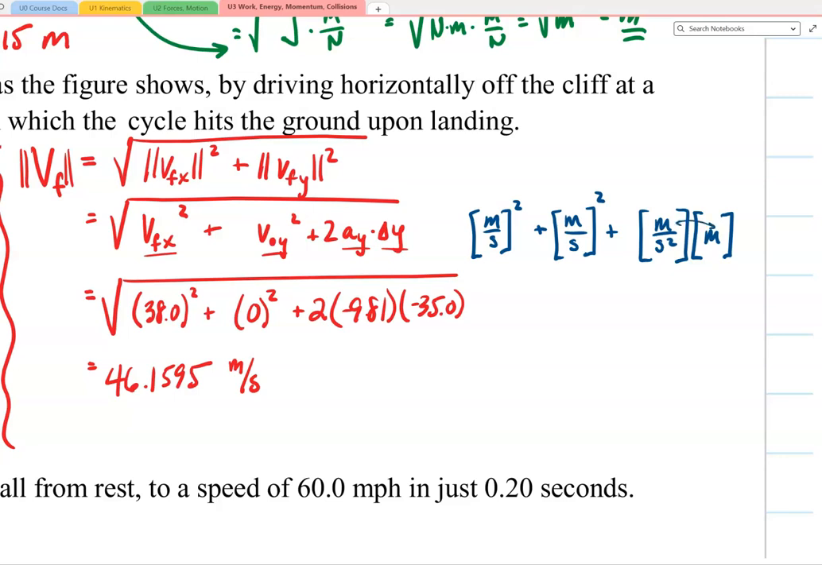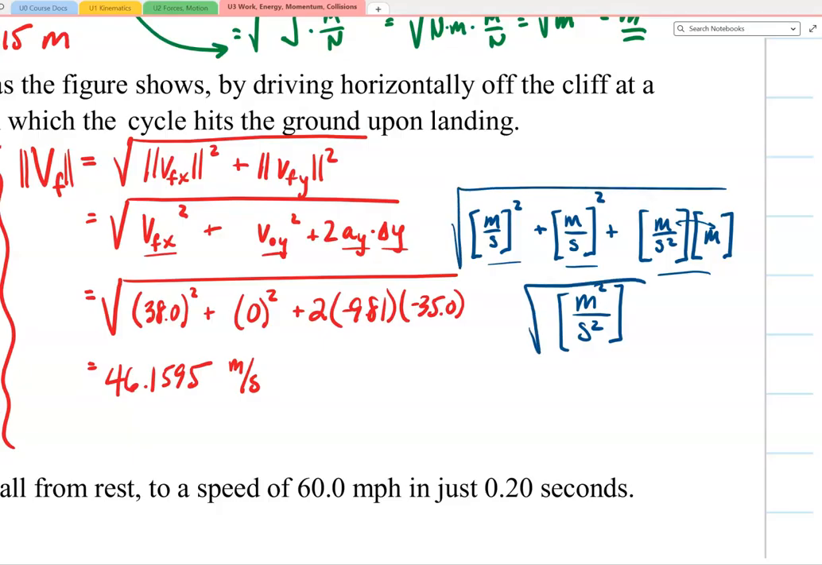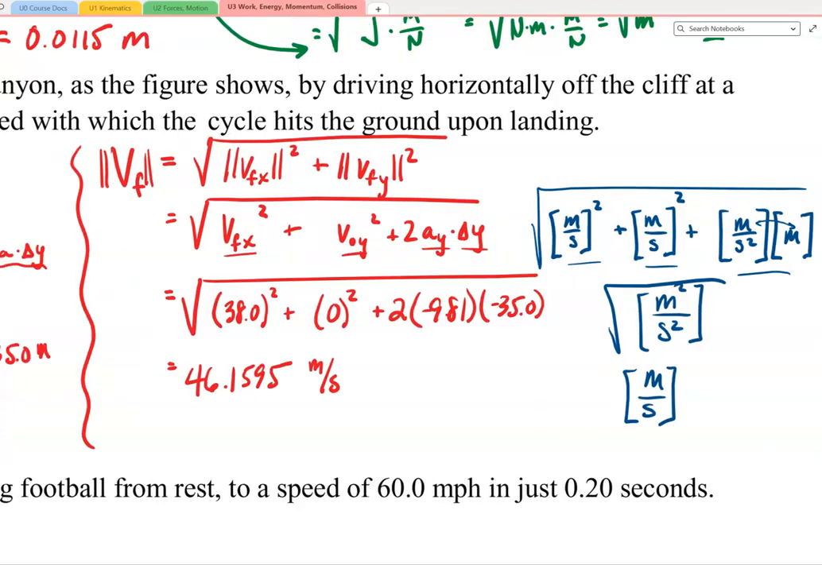These two combine to make a meter squared over second squared, while these combine to make a meter squared over second squared. All three terms can sum together and produce a meters squared per second squared. And then when we complete the final algebraic manipulation of taking a square root, that does indeed leave us with a unit, meters per second. So this appears to be a good answer.